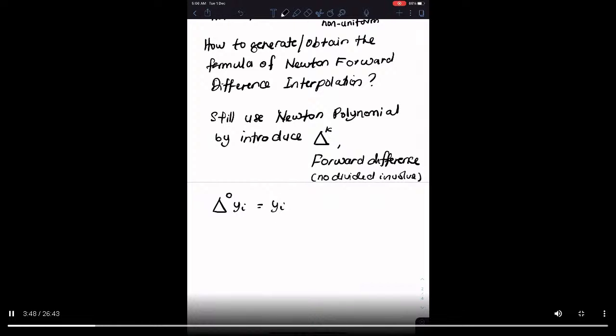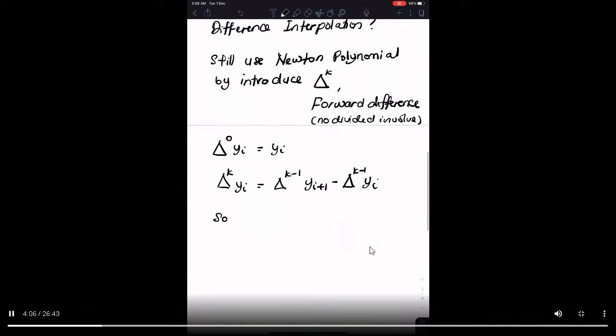Again, yi, the given data, is del 0. For order k, del k yi is del k minus 1 yi plus 1 minus del k minus 1 yi. There is no division here, right?